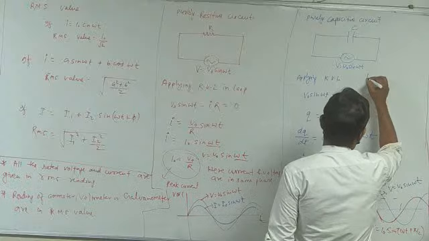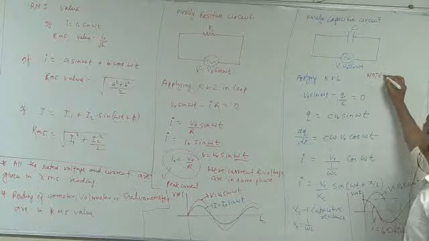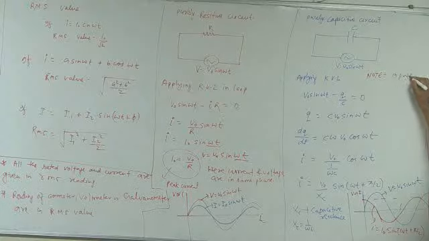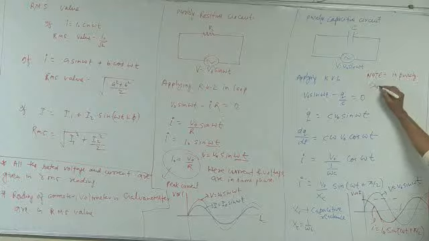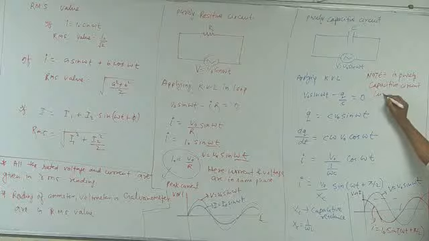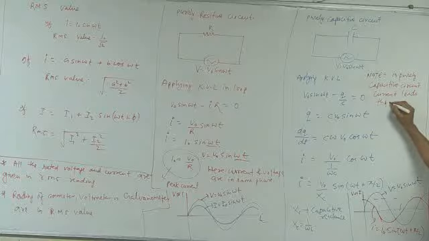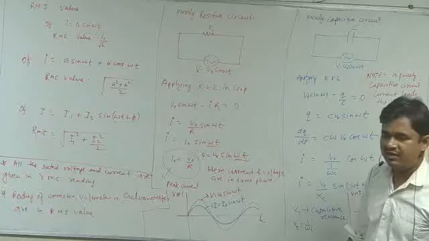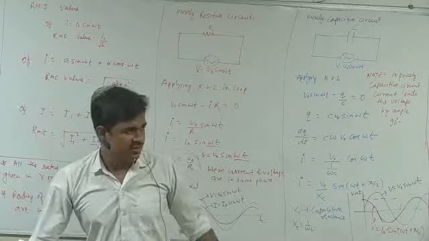Okay, so you can write a note here that in a purely capacitive circuit, current leads the voltage by an angle of how much? 90 degrees. Is that clear? Understood? Note it down.